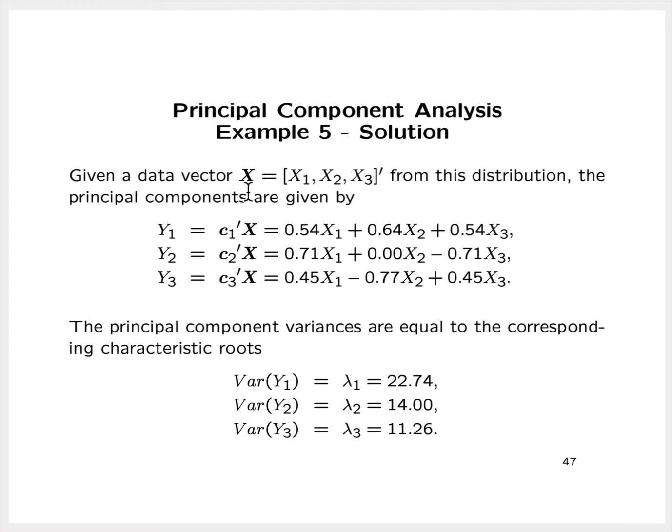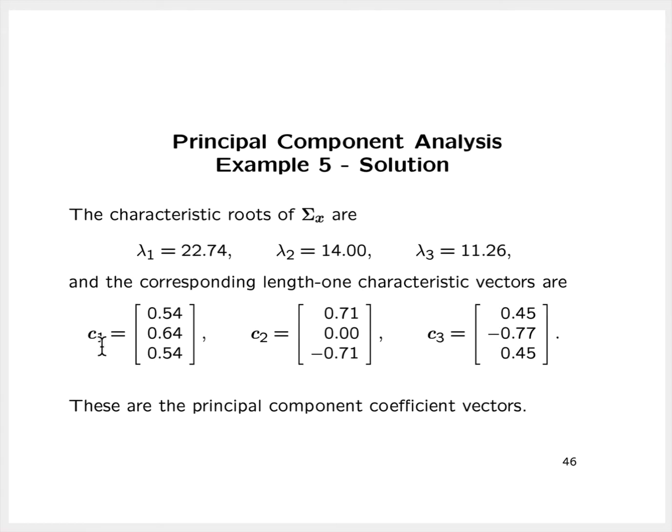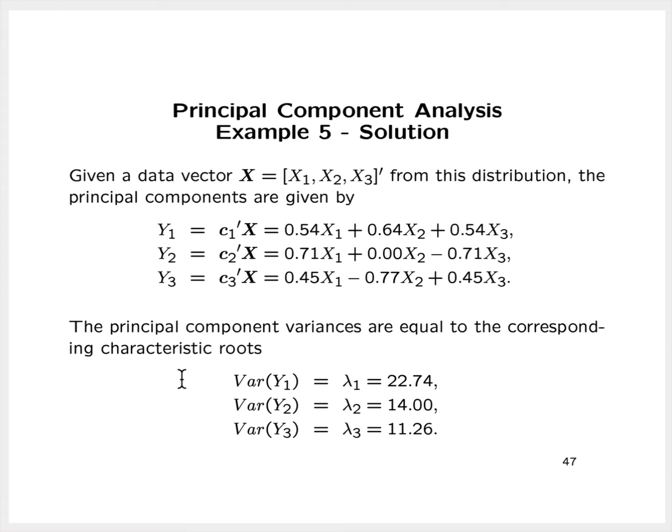And so if the response vector again is bold X, where it's a 3 by 1 random vector containing the random variables x1, x2, and x3, then this is how we would construct the principal components. The first principal component, which we're denoting by y1, would be obtained from the original 3 response variables by using these coefficients. All right, so 0.54 times x1 plus 0.64 times x2 plus 0.54 times x3.